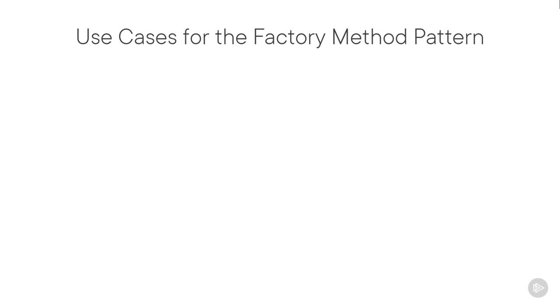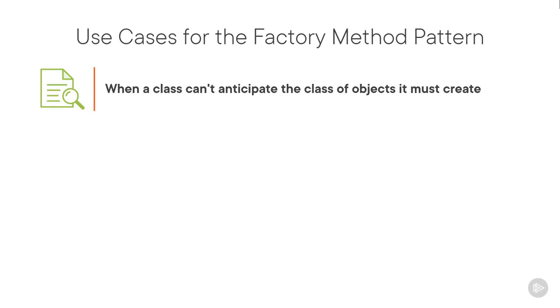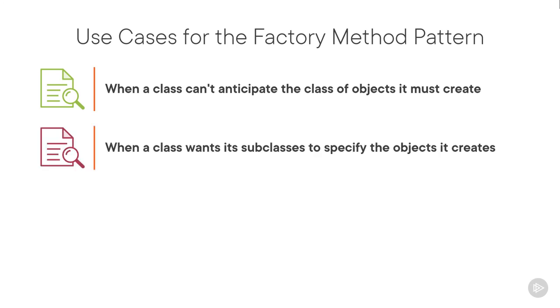Good use cases for this pattern are when a class can't anticipate the class of objects it must create. In other words, when you don't know in advance which types of objects your code should work with. When that's the case, the concrete creators can take on this responsibility. Another good use case is when a class wants its subclasses to specify the objects it creates. This enables the scenario in which standard components or classes can be extended via subclasses. Here, too, this means the concrete creator takes on the responsibility for creating the objects.